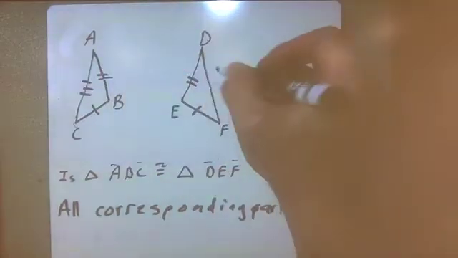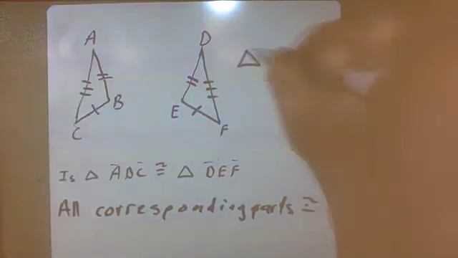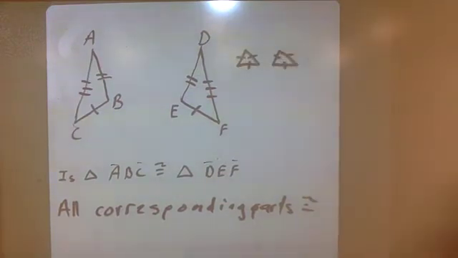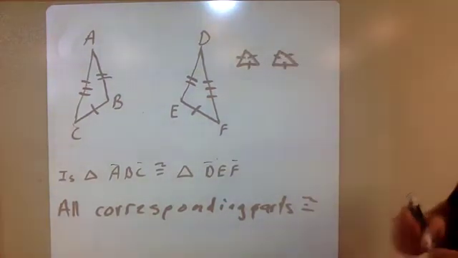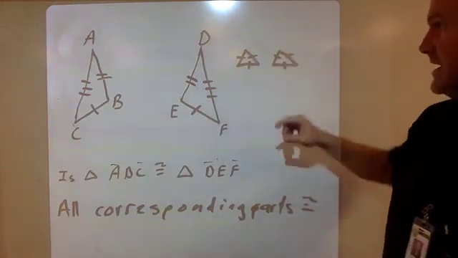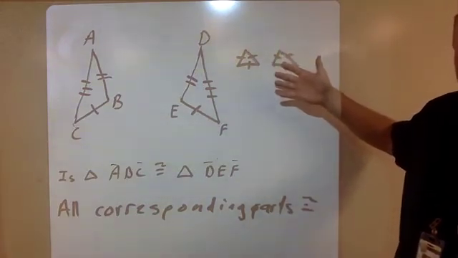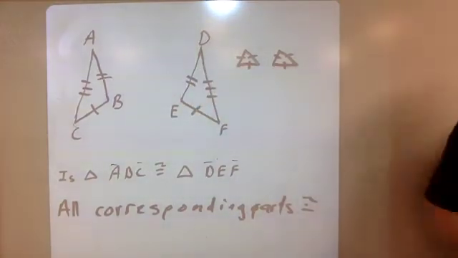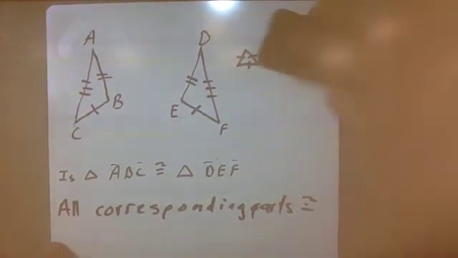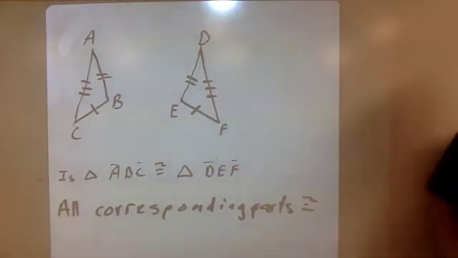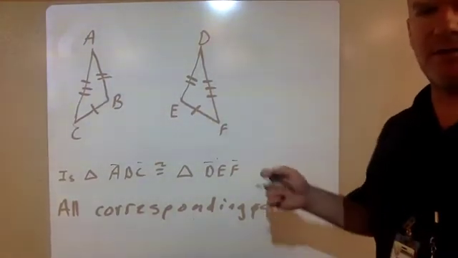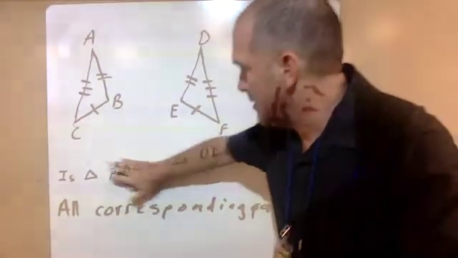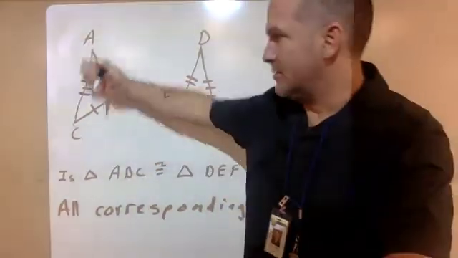Now, if these were equilateral triangles, then we could put just 1 tick mark on all, because on an equilateral triangle, all sides are the same. So this would represent that all 6 sides are the exact same length, and if it's an equilateral triangle, that's true. This is not an equilateral triangle, so we need different tick marks for each pair of sides. So that's 3 of the corresponding parts. Now we need the other 3, the angles. And the angles, you could just use one letter in pictures like this.